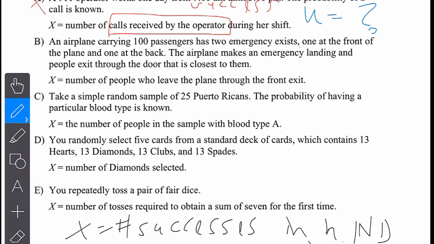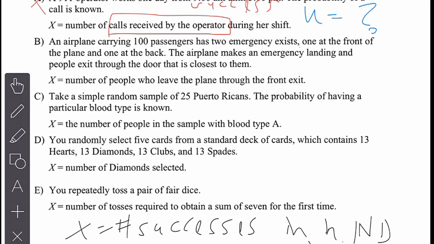Thinking along the same lines. An airplane carrying 100 passengers has 2 emergency exits, one at the front of the plane and one at the back. The airplane makes an emergency landing and people exit through the door that is closest to them. The number of people who leave the plane through the front exit is X.